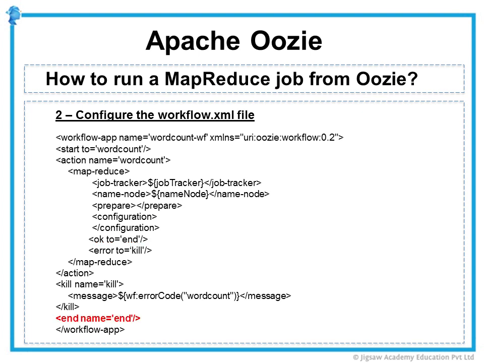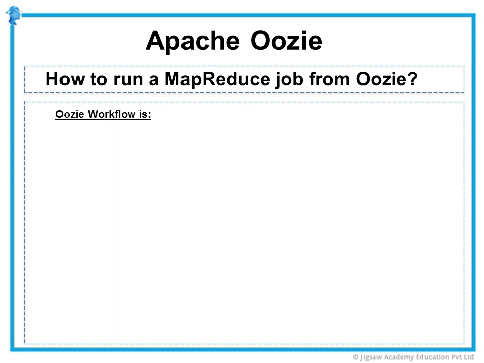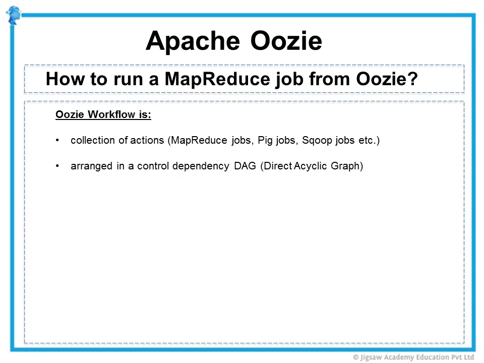But if the job throws an error in between, the control will go to the kill node, and the kill node basically stores the error in a variable which can be used for debugging. So as you can see, an Oozie workflow is a collection of actions, that is MapReduce jobs or Pig jobs, etc., arranged in a control dependency directed acyclic graph specifying a sequence of action execution.